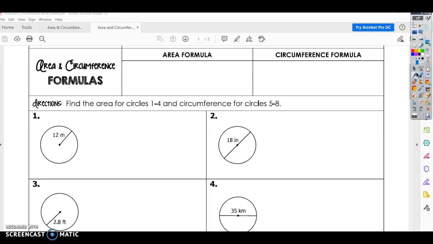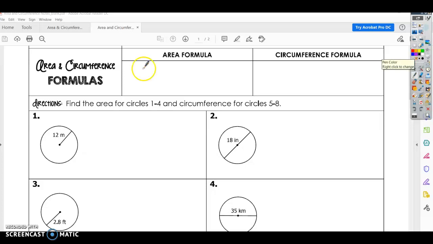Alright guys, today we're going to start a new unit and we're going to be talking about circles and two formulas hopefully you're familiar with. If not, you're going to learn those today. These are area and circumference of a circle. These are two formulas that you use often in mathematics, and this is something that you will definitely see on the ACT as well. Alright, let's see if I can get my pen working here.